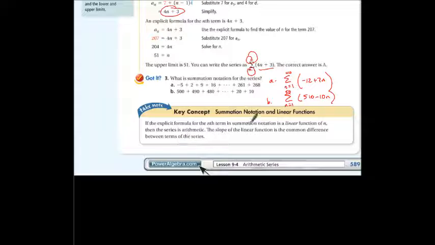If the explicit formula for the nth term in summation notation is a linear function of n, then the series is arithmetic. So if this part right here, the explicit formula, is linear, then it's arithmetic. The slope of the linear function is the common difference between the terms of the series. The slope, the part attached to the n, is the common difference.